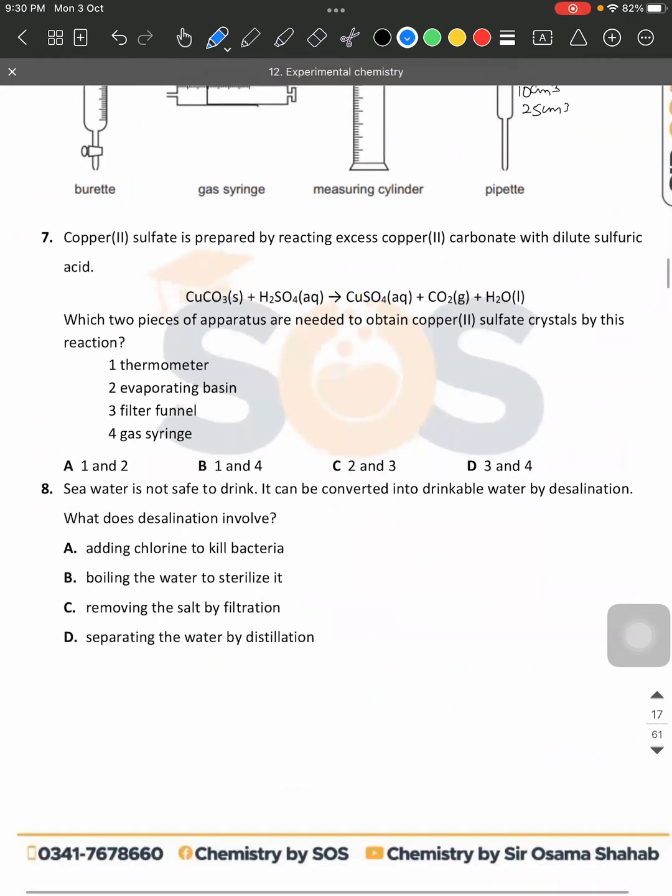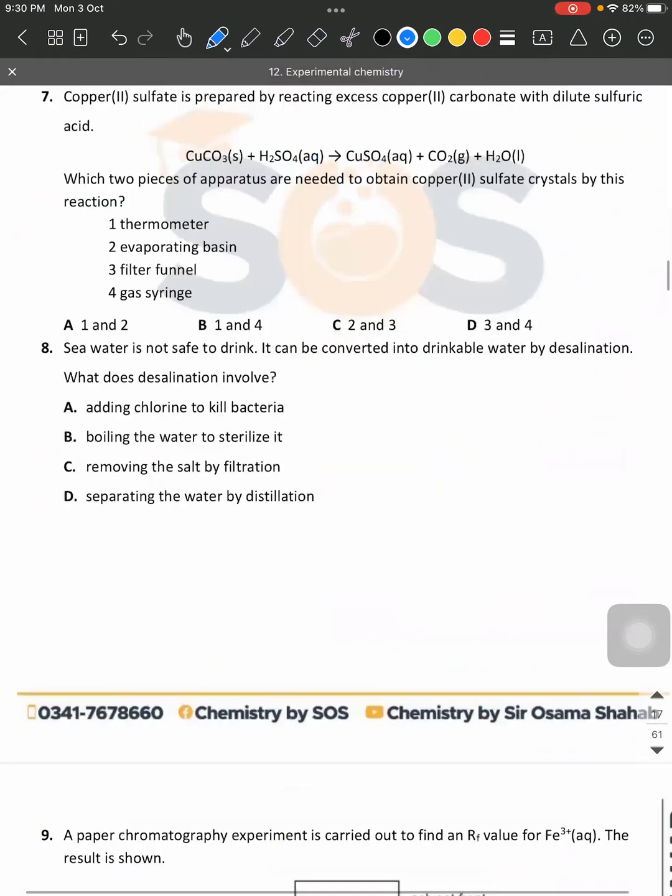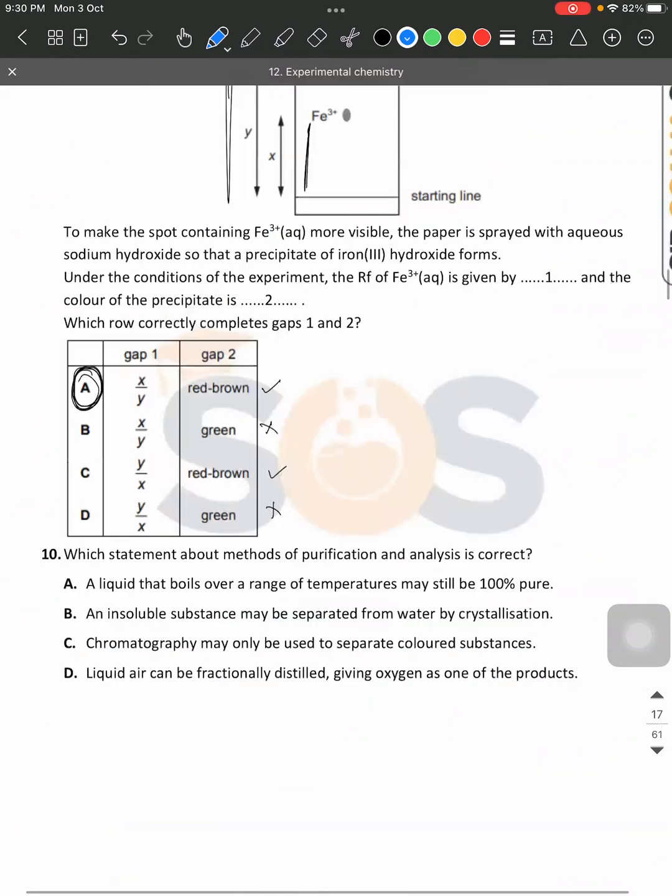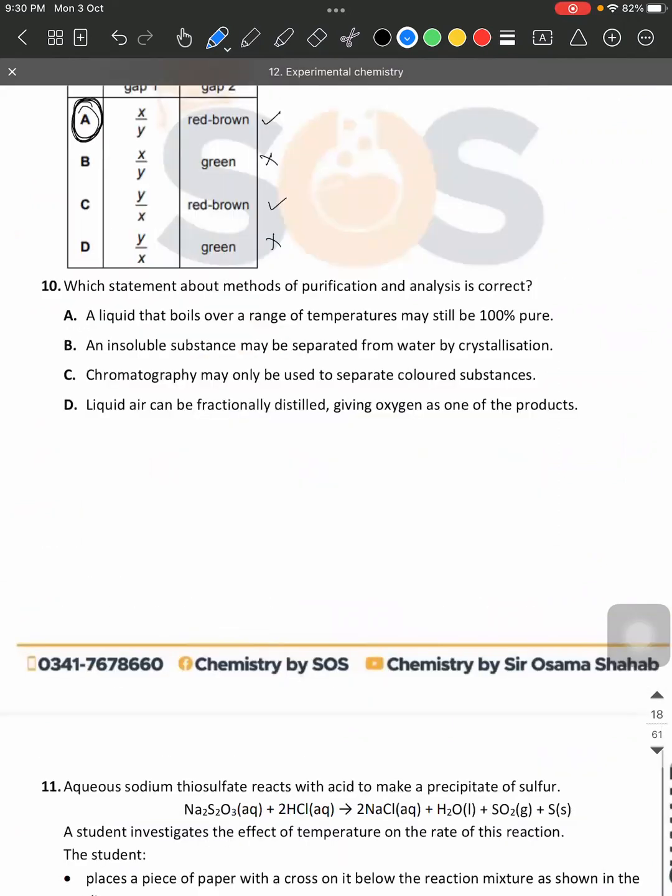Now we are going to have something like question number 10. Can you please solve this question number 10? Which statement about methods of purification and analysis is correct?